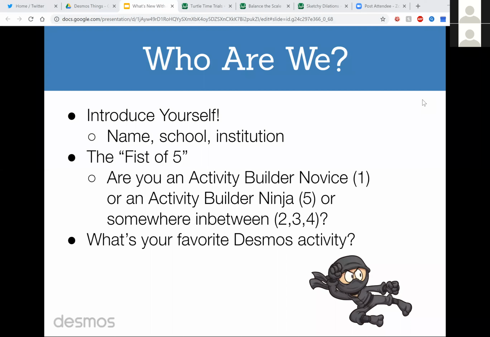And then if you've used Desmos activities before, what is your favorite Desmos activity? So I'm going to take about 90 seconds, and if you could answer those questions in the chat, and I'm going to open up my own little chat guy here for us to break the ice. I'll put this up here so people can see it.